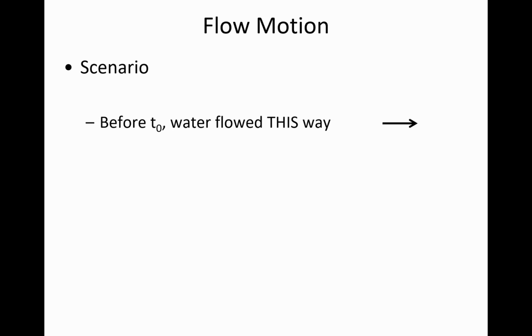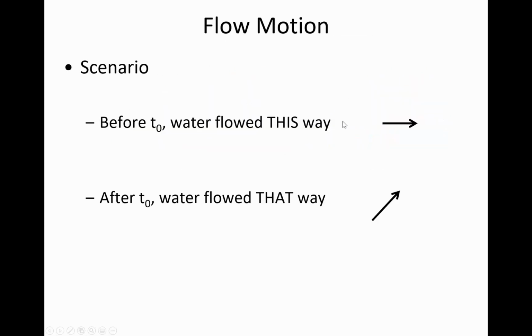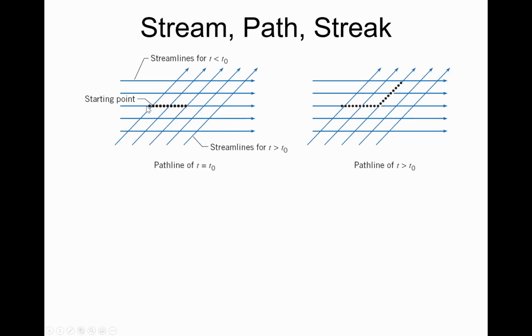There is a period of time, T0, when the flow direction changed. Before T0, the flow was going from the left towards the right, so it was flowing in the direction indicated by the arrow. But then after that time, the water changed direction. So now it's flowing upward and to the right. With that said, this is a figure that's taken from the book. This is before the time, on the left, when the water was flowing just from the left to the right, then the particle was flowing.